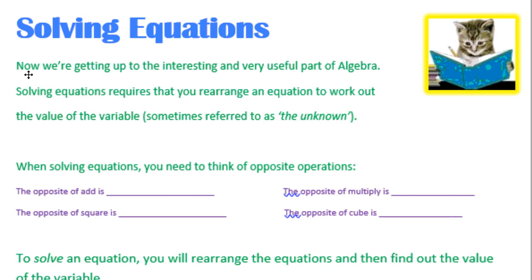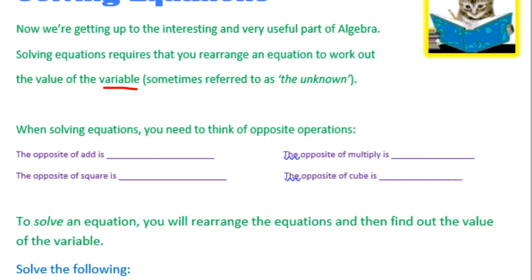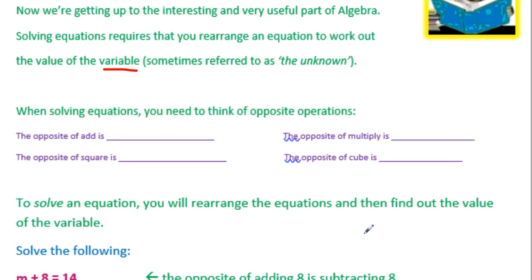So solving equations. Now getting up to the interesting and very useful part of algebra. Solving equations requires that you rearrange an equation to work out the value of the variable. Sometimes they refer to it as the unknown. They might say solve, find the value of the variable, or find the value of the unknown. One thing you need to think about when solving equations is opposite operations.